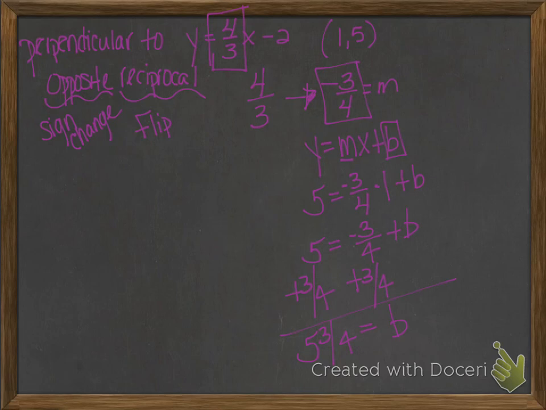Okay, so we have our slope. Again we know it is negative 3/4. And we have our b, what we just solved for, that's 5 3/4. Okay. So then to write our final equation that's perpendicular, it's going to be y equals negative 3/4 x plus 5 3/4. That's our equation that's perpendicular.